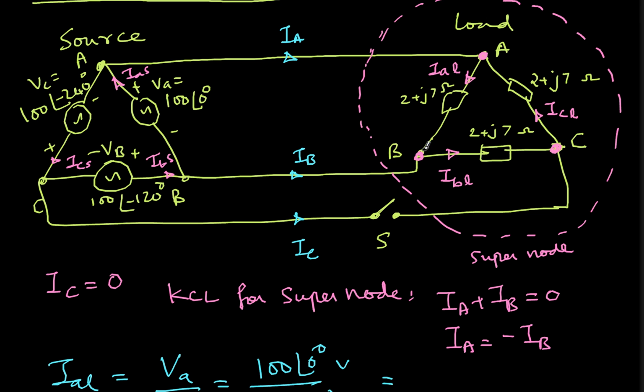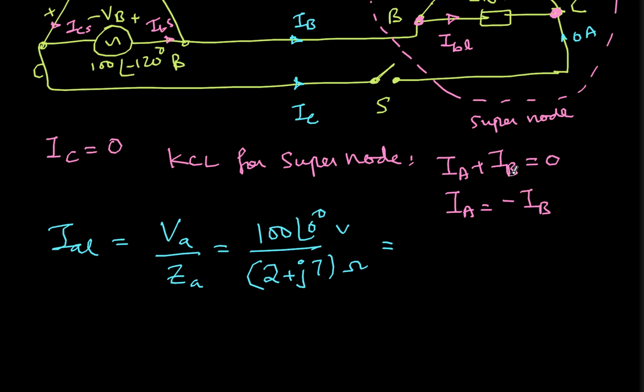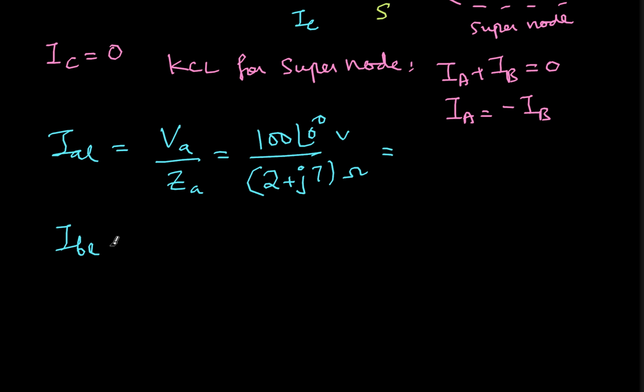So once I know IA, notice that if this is open, these two get a series connection and also have the same voltage. The voltage is exactly the same VA that is appearing between these two points AB. So I can also find IBL and ICL. IBL will be equal to ICL because this current is 0. So here the current is 0 amperes. So these two currents are equal.